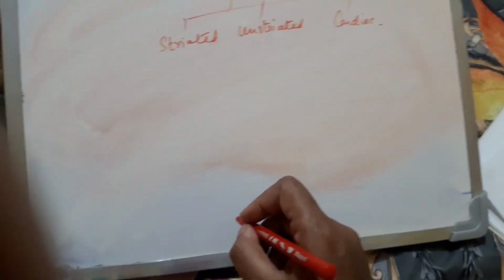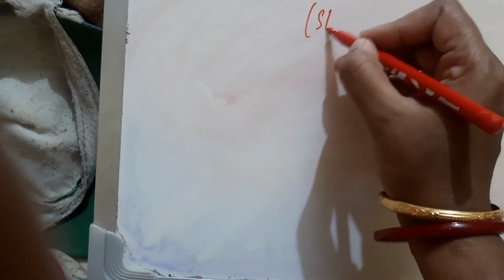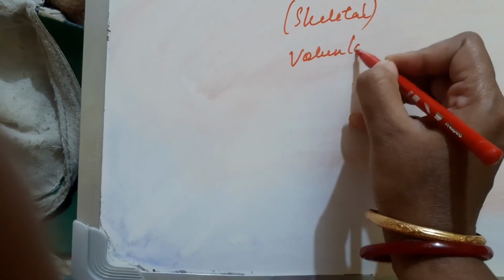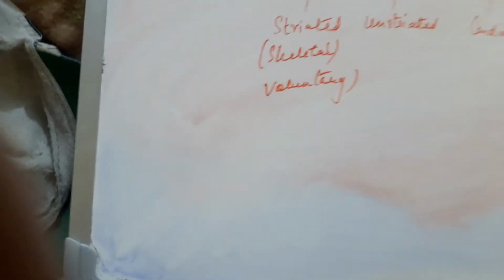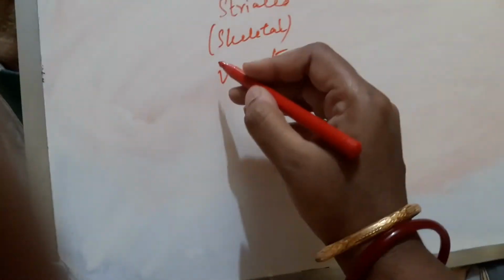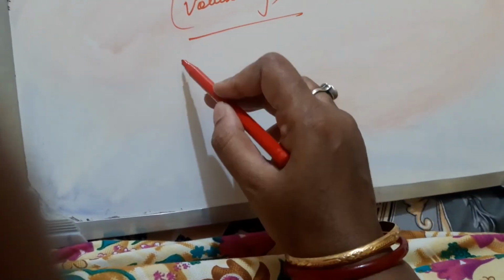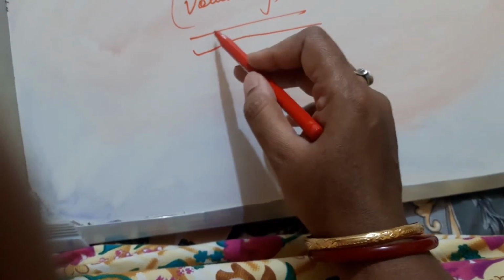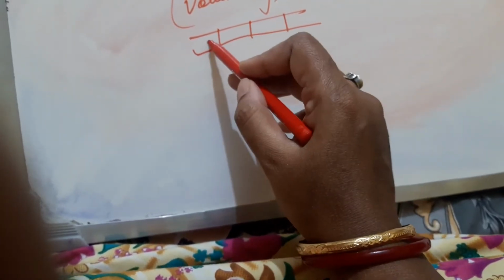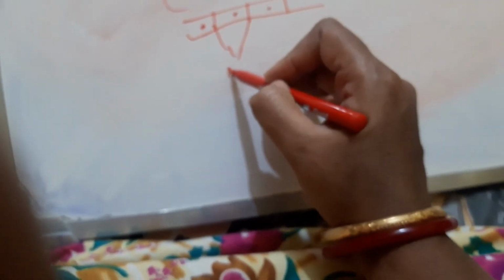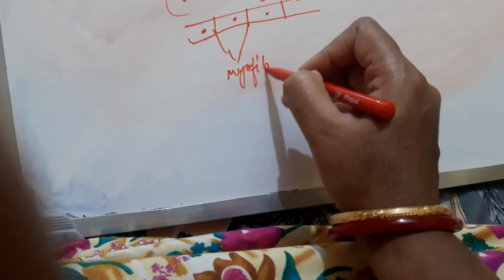Striated muscles are the skeletal muscles. They are also called voluntary. Skeletal means which are present in our hands and in our legs. Voluntary means these are under our control. And when we call it striated, that means they are striped, and these stripes can be easily seen. These stripes are made up of special proteins called myofibrils.